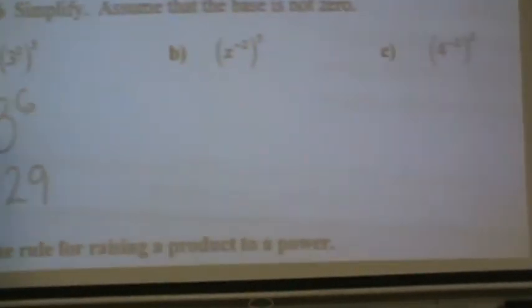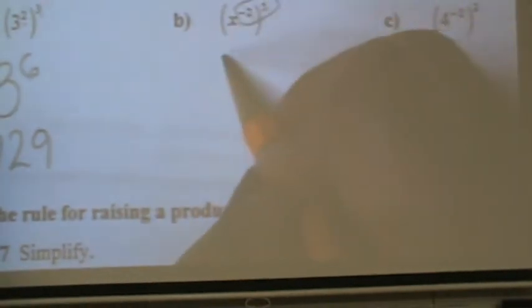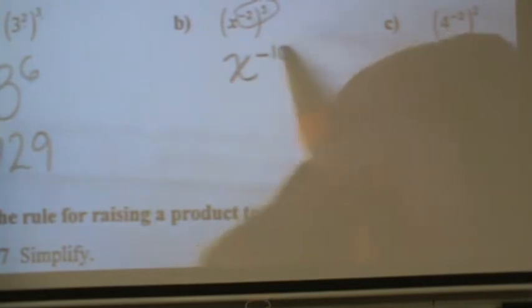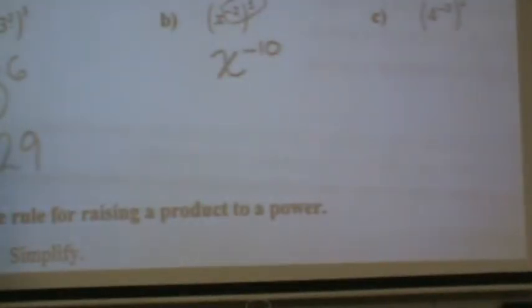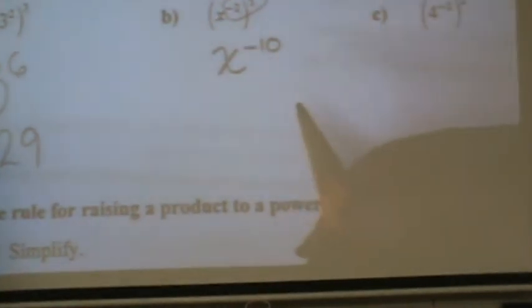Okay, next one, B. We've got a power to a power. What do we do with these two? You're going to multiply them. Now that's an okay answer, but if in the directions it says no negative exponents, how would we get rid of a negative exponent? It's in the bottom, right? Yep.